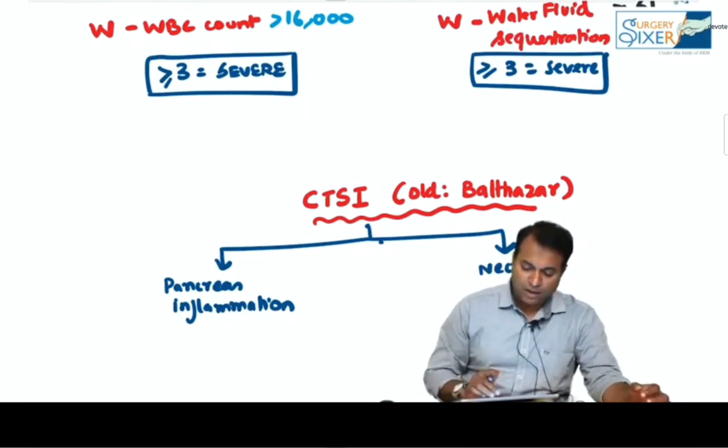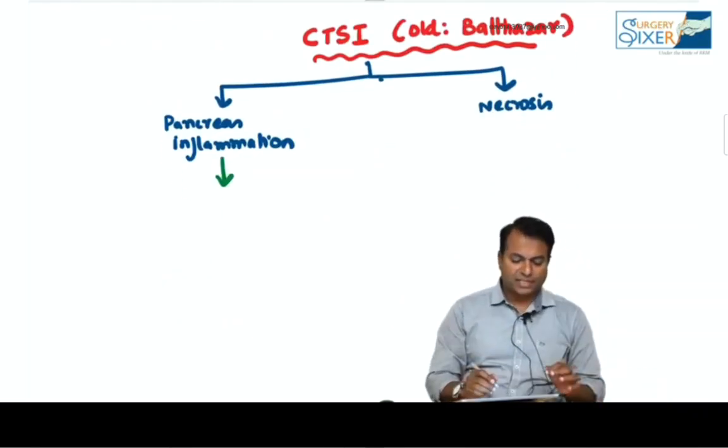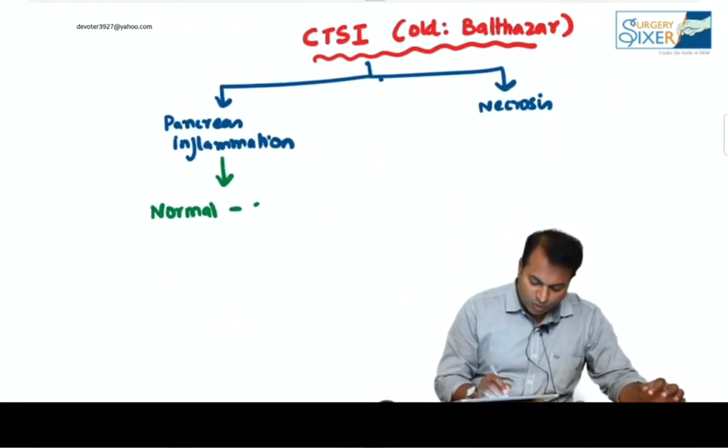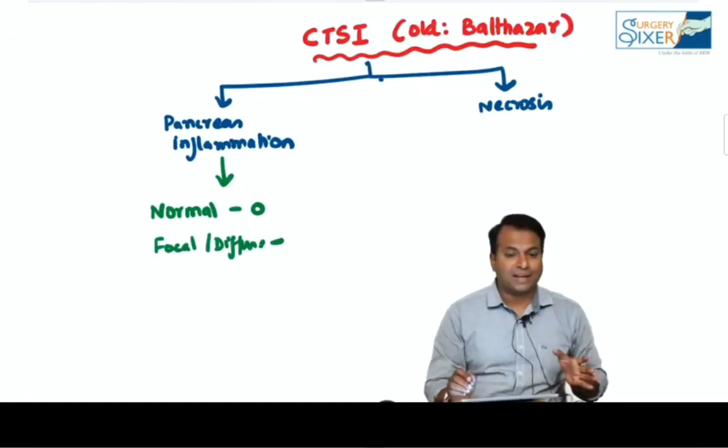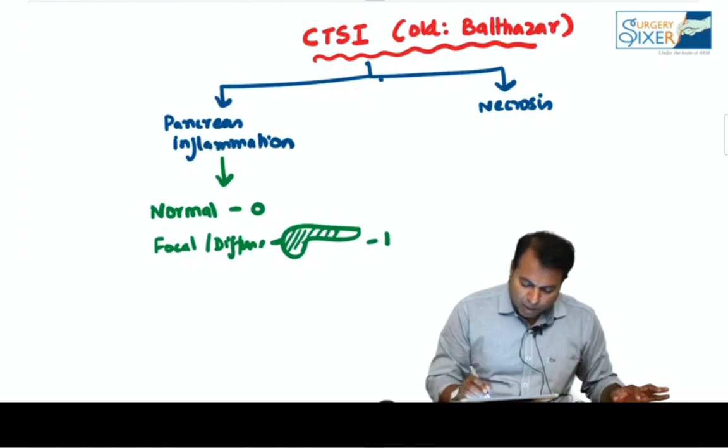Inflammation and necrosis will be looked at in this. For pancreatic inflammation, the values to be given are: a normal pancreas is given 0 points. Focal or diffuse enlargement of only the pancreas, where the pancreas is enlarged, that's all, is given 1 point. There is enlargement of the pancreas.